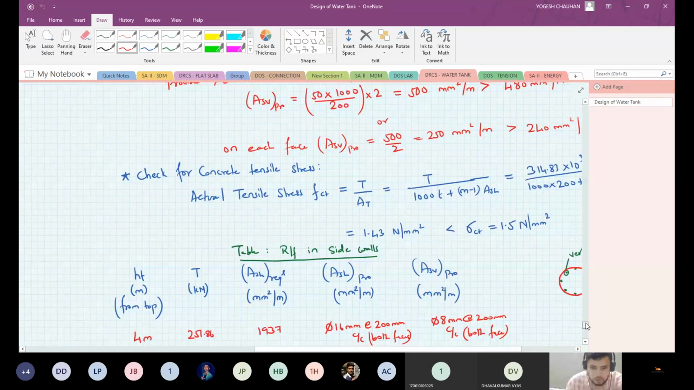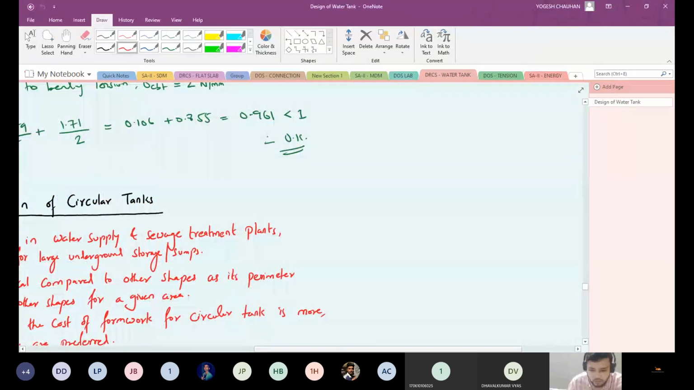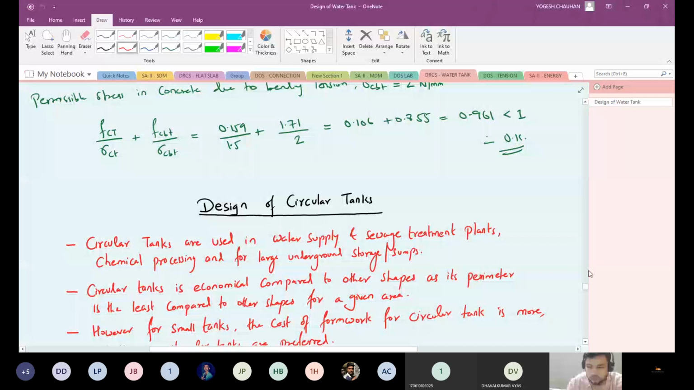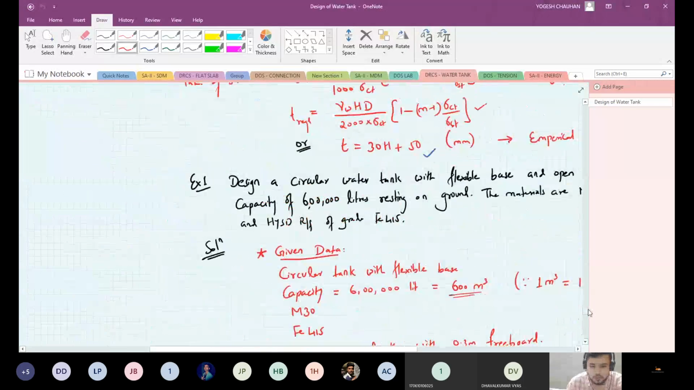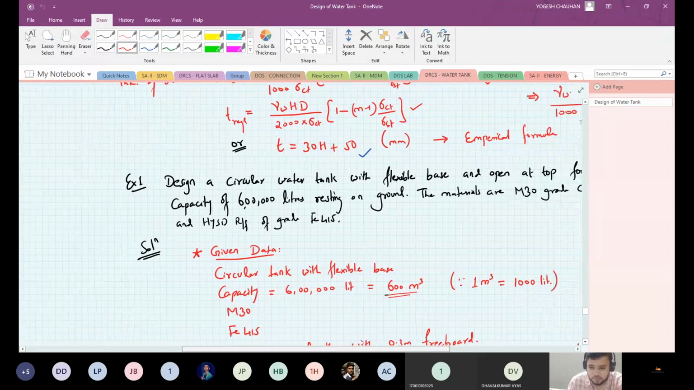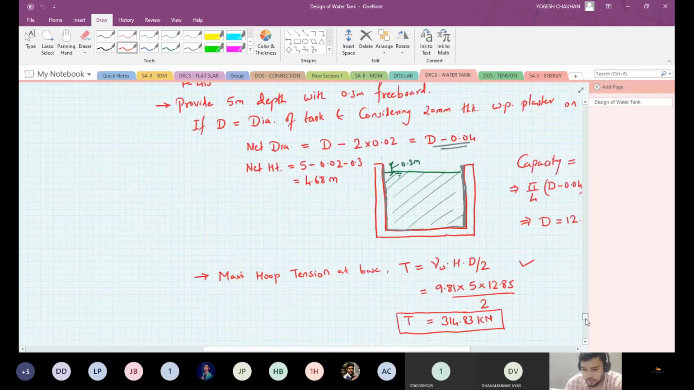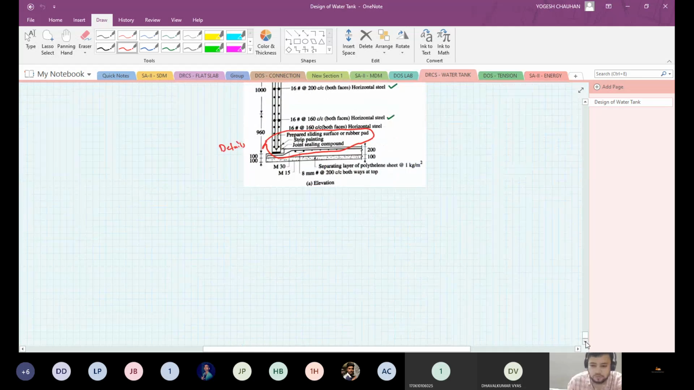Okay, so in the previous class, we have gone through circular tanks with flexible joint between the floors and the wall, and then we solved one example related to the flexible joint between the floors and wall. Today we'll see circular tanks with rigid joint between the floors and the wall. We'll first go through the theory part, and then in the subsequent lectures, we'll take examples related to circular tanks with rigid joint. So let us go through the background.